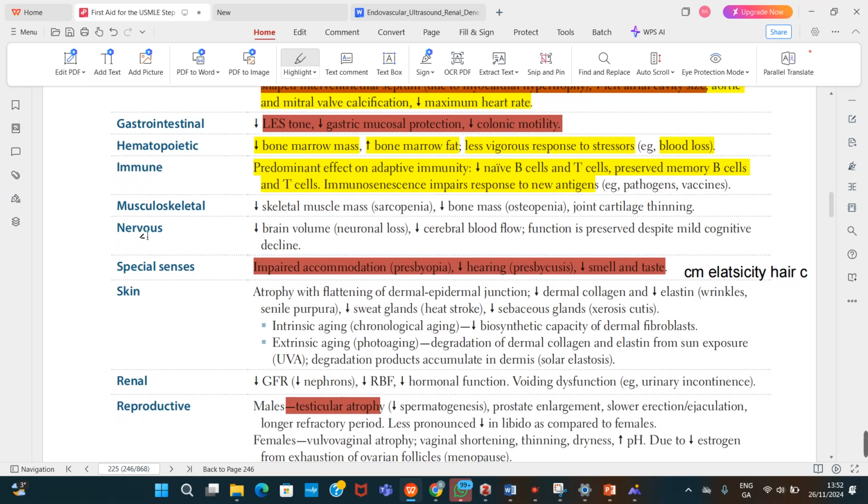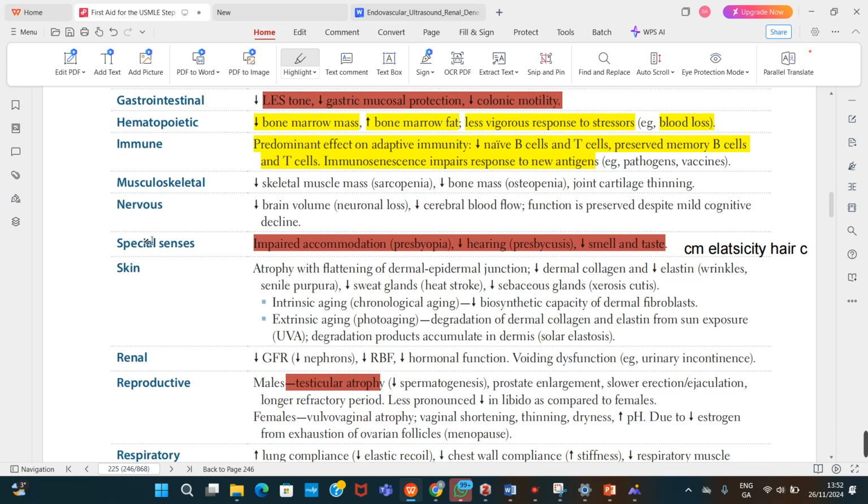When you say they preserve the memory B cell and T cell, can you elaborate more on that? So the memory B cells live longer. Let's just look at it that way. They live longer, so the effect of aging doesn't affect them, because they are committed already, they just stay there.